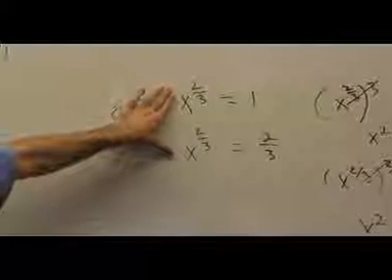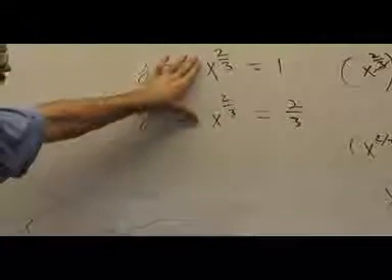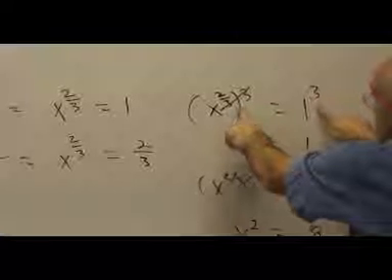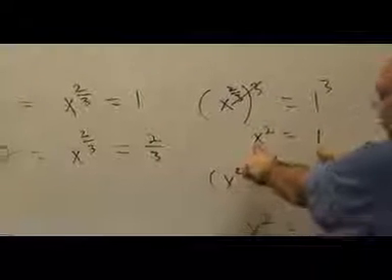Now I don't want to know what x to the 2/3 is. I want to know what x is. So I want to get rid of that exponent. The way I'm going to get rid of that exponent is I'm going to raise each side to the 3rd power, because that's going to get rid of the denominator. So then I have x squared equals 1.